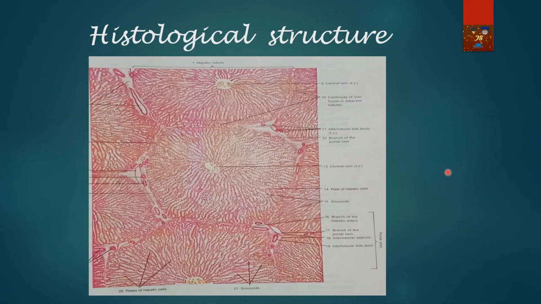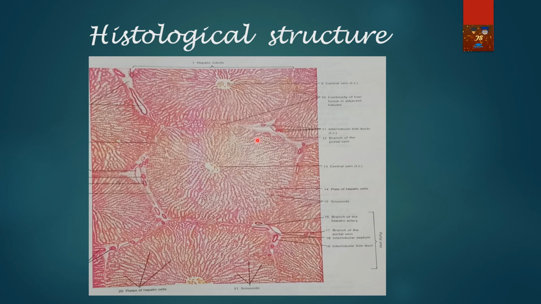Now, regarding the histological structure, first of all comes the central vein. This is the central vein, and this total area is called the hepatic lobule. Each hepatic lobule contains a central vein at the center position. Here is a central vein, you can see. Here also a central vein. Here is also a central vein.